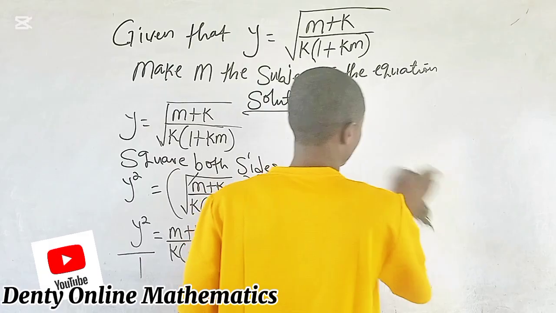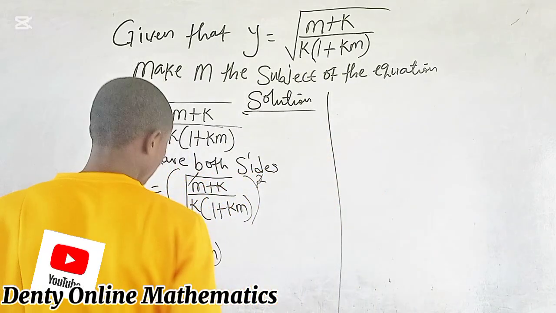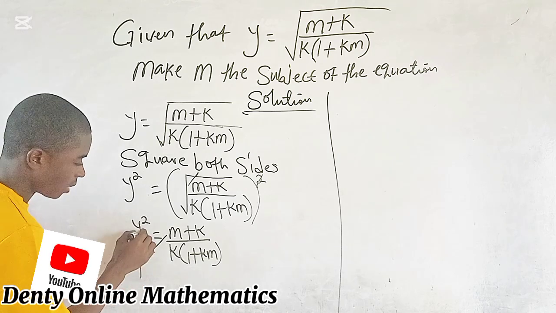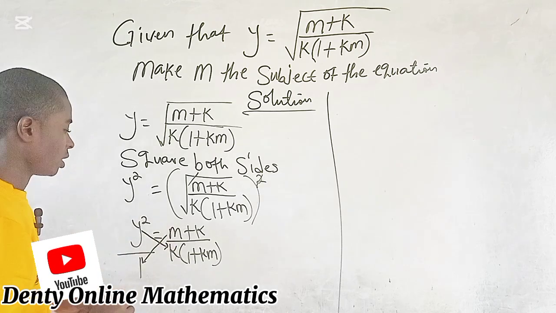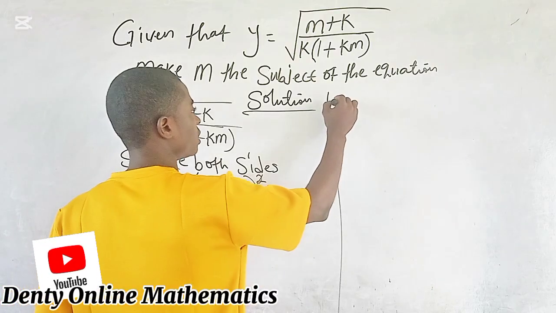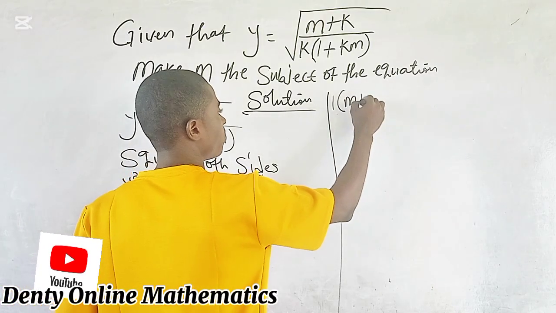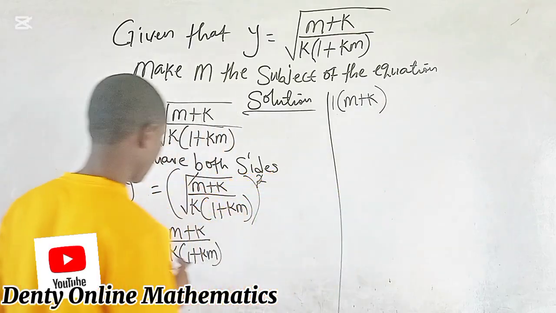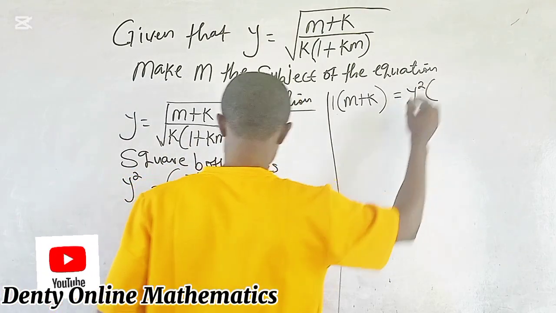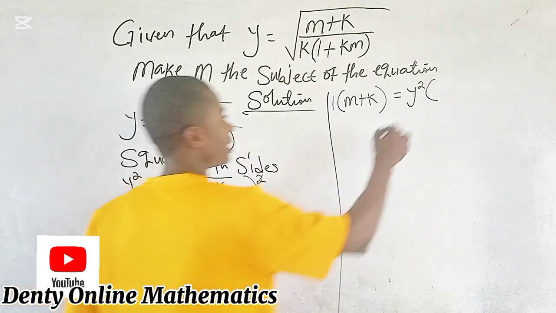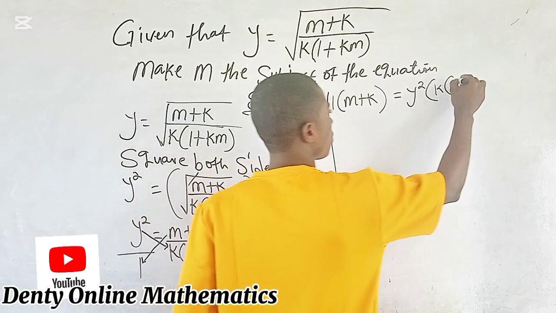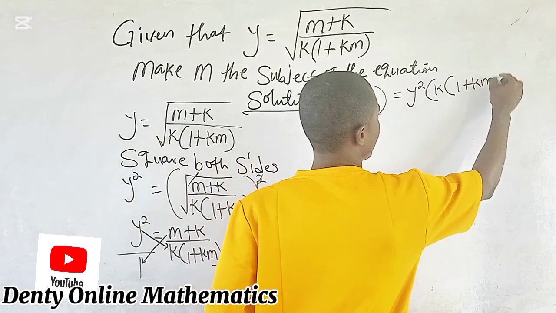Alright, so to do that now, this will come here, this will multiply here, while this will multiply here. So 1 times m plus k will give 1 into m plus k. That is, for this one, is equal to y squared into y squared will multiply k into 1 plus km.